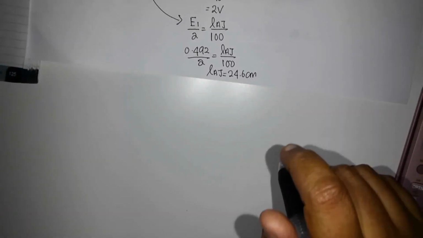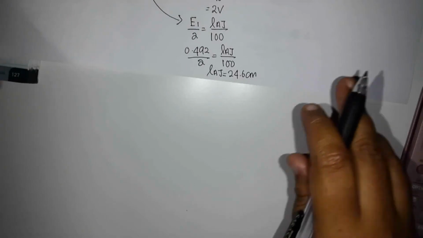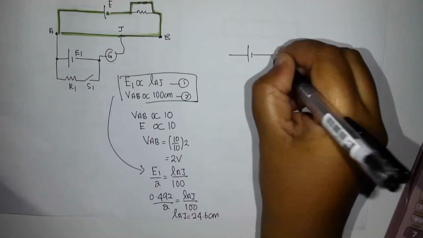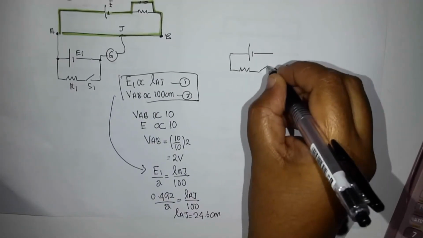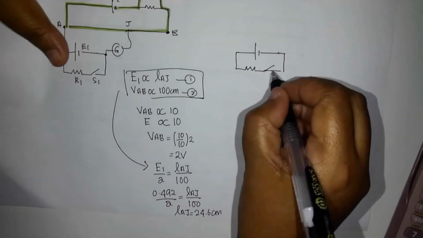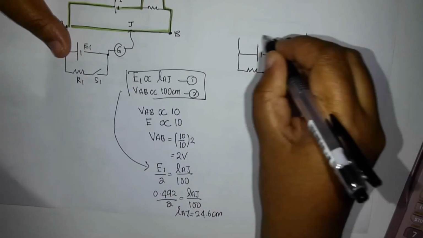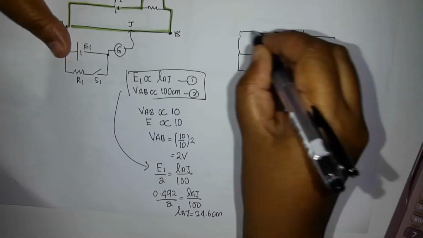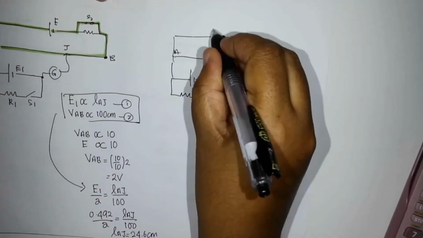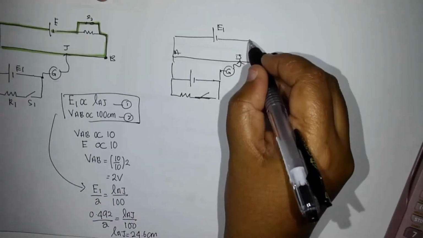Now the next question. The next situation says to find length AJ when S1 is closed and S2 is open. Again, I'm going to draw a diagram. They say S1 is closed, fixed to a galvanometer. This one is A, this one is J, this one is B, this one is E1. And then they said S2 is open.